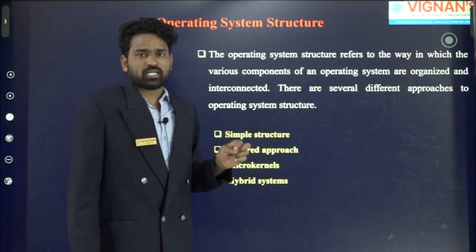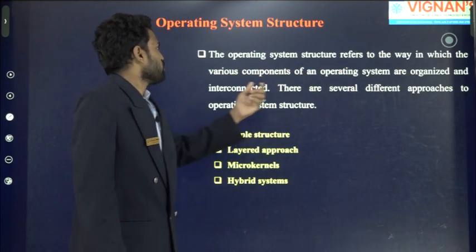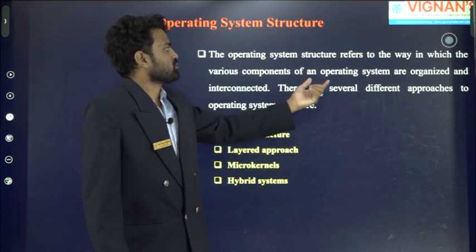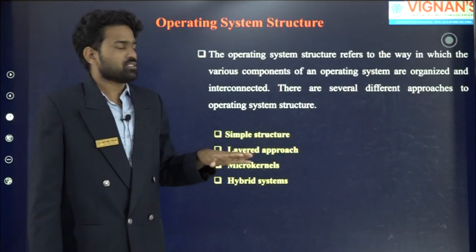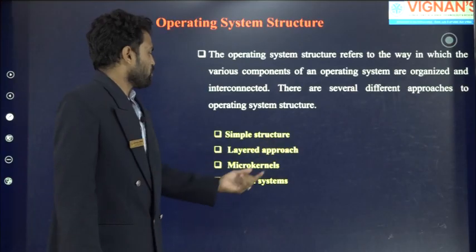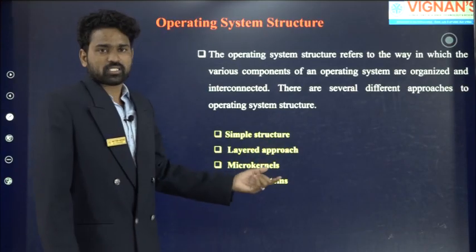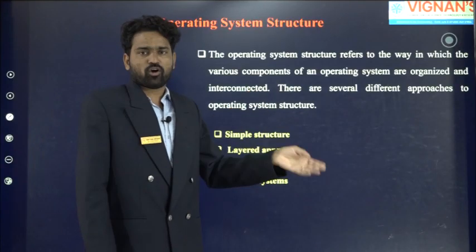Operating system structure. The operating system structure refers to the way in which various components of an operating system are organized and interconnected. So we have four categories here: simple structure, layered approach, microkernel, and hybrid system. These are the four operating system structures that we are going to discuss.